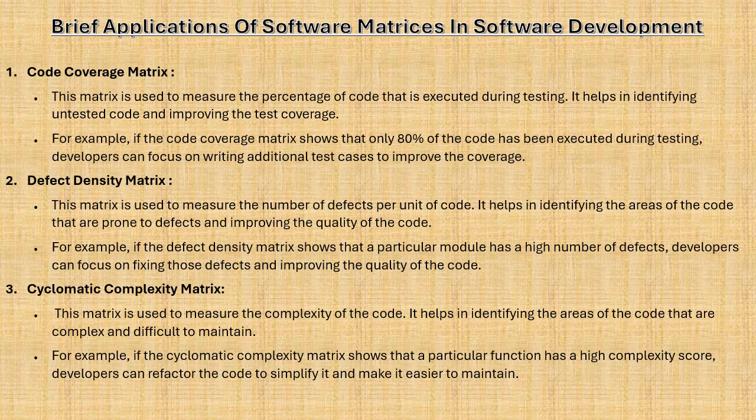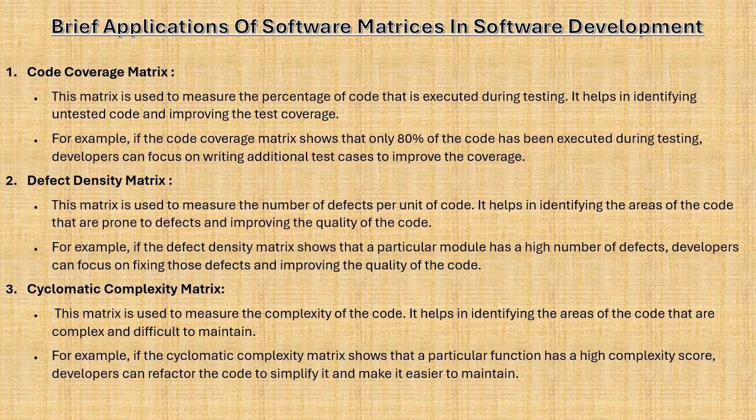Next is the defect density matrix. This matrix is used to measure the number of defects per unit of code. It helps in identifying the areas of code that are prone to defects and improving the quality of the code. So, for example, if the defect density matrix shows that a particular module has a high number of defects, developers can focus on fixing those defects and improving the quality of the code.